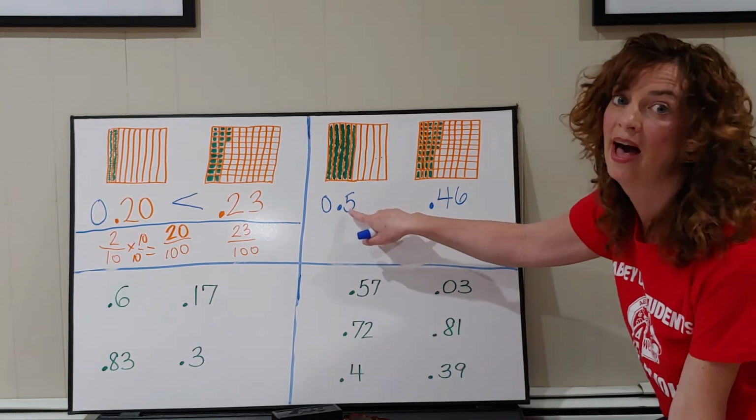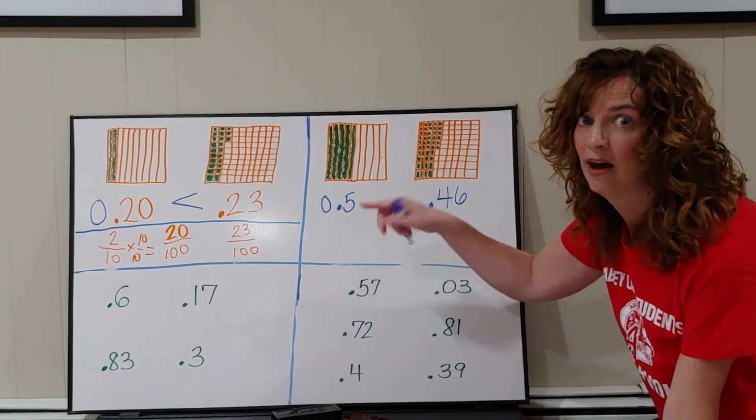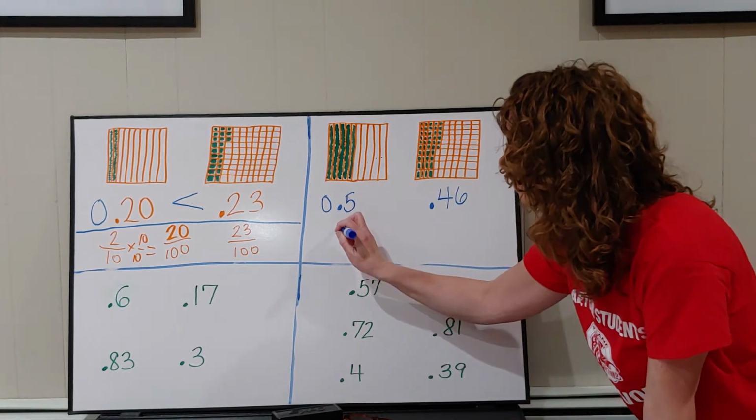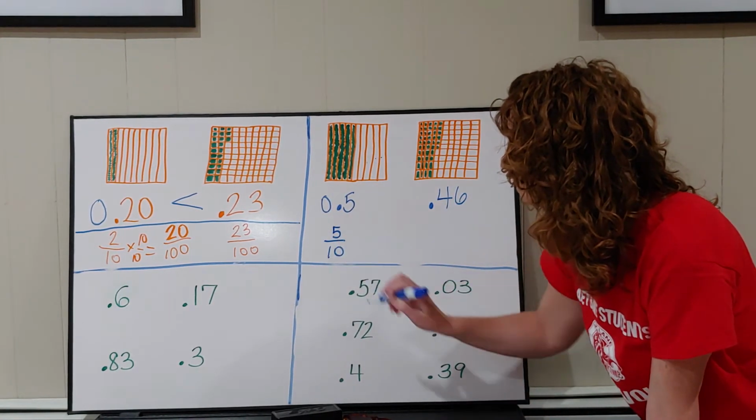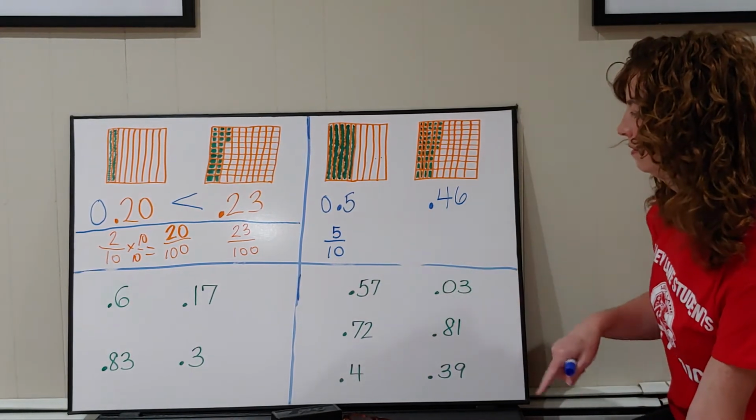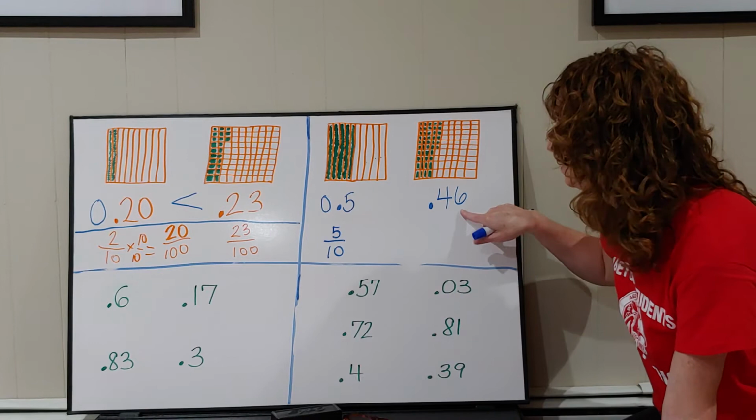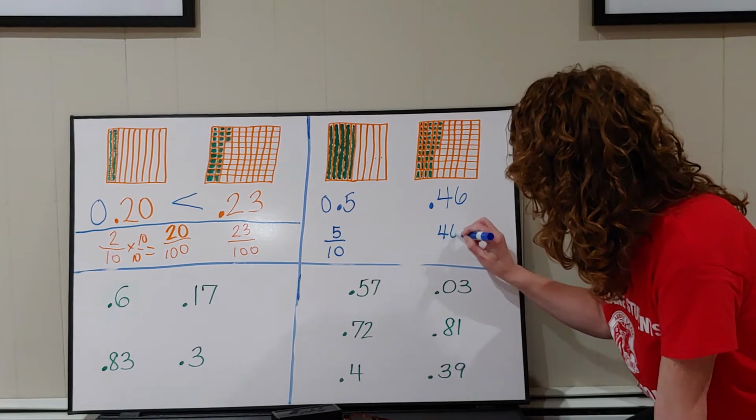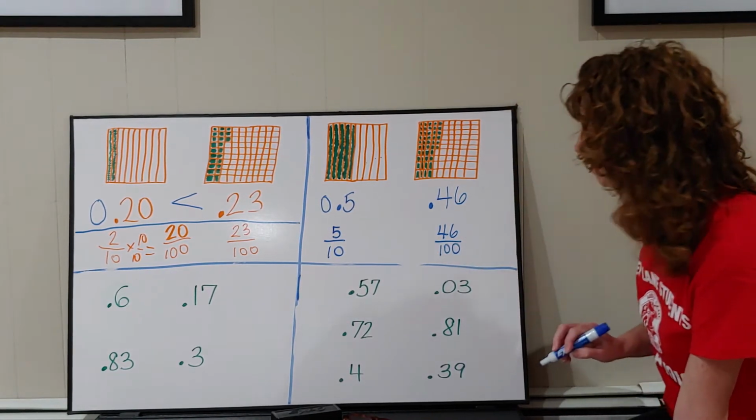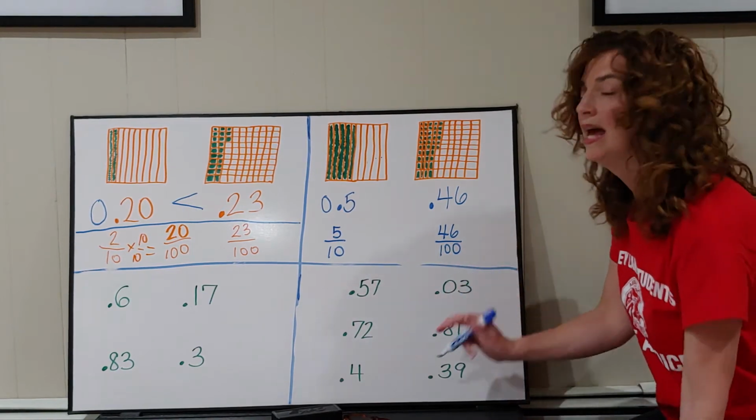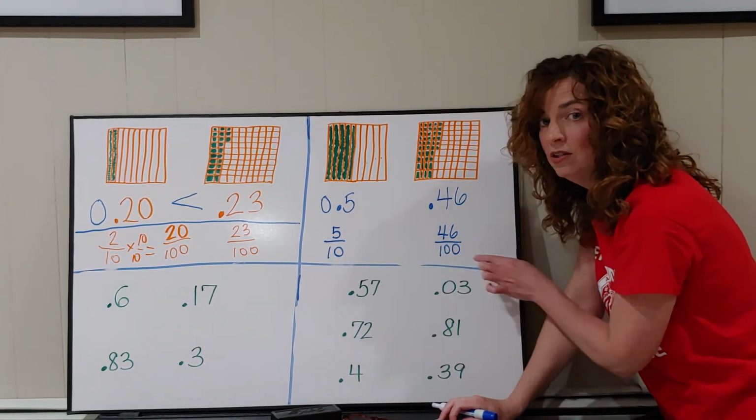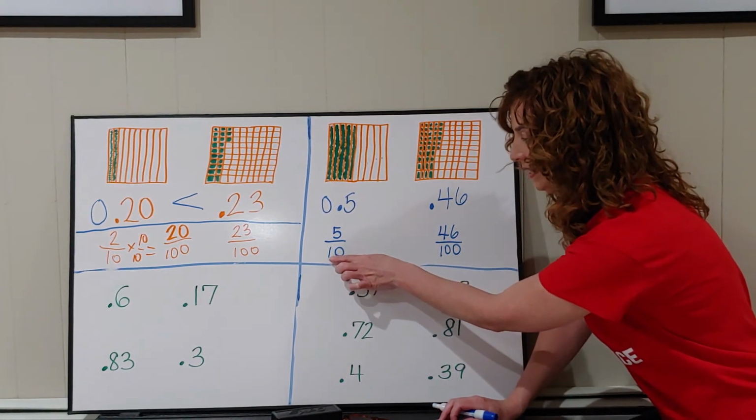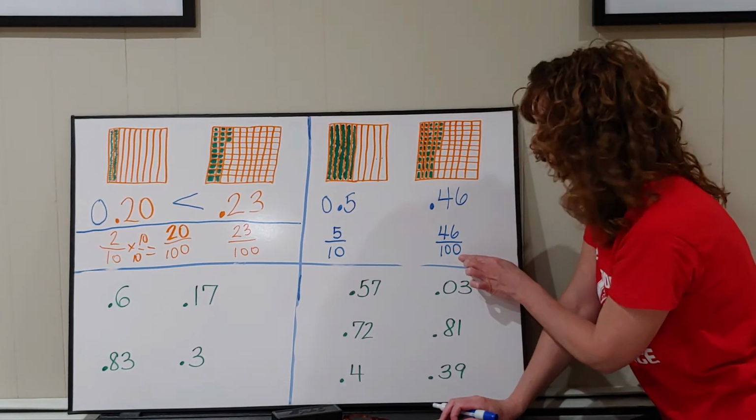All right, so if this is 5 tenths, if I were to say that out loud, 5 tenths, what's my fraction? 5/10. It's easier to write on this side of the board. All right, over here we have 46 hundredths. So we're going to put 46 hundredths. All right, 5/10 and 46/100. Can I compare fractions with different denominators? No, I cannot. I have to make them the same. So I want to make my 10 the same as this, right? I want to make it 100.